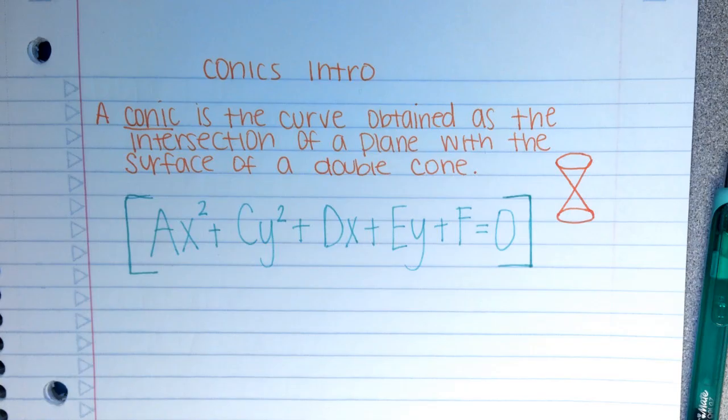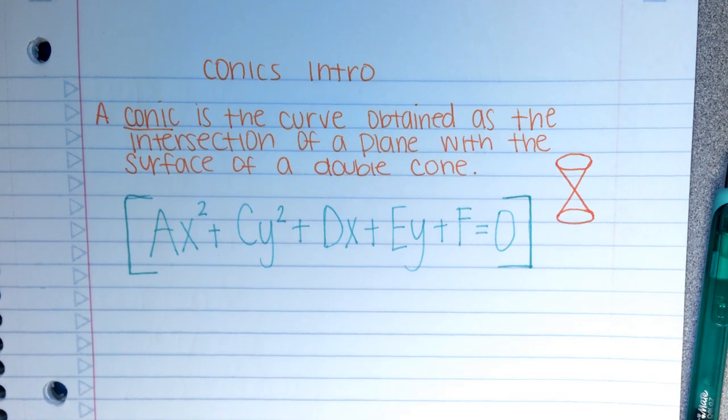Alright, a conic is the curve obtained as the intersection of a plane and a double cone. This equation that looks very, very intimidating is not as bad as it seems. Okay? This is just the general form. When something is in the general form, all you're going to be doing is trying to look at it and identify the type of conic that it is.